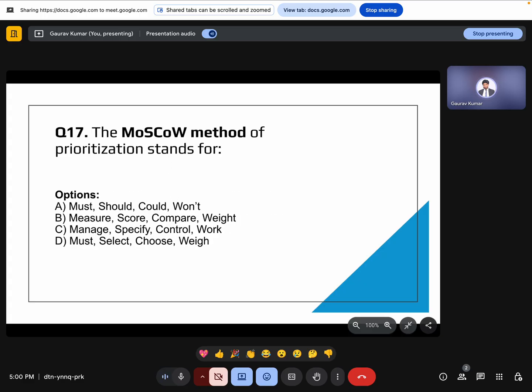Okay, moving towards the next question, question number 17. The MoSCoW method of prioritization stands for what? Must, should, could, want; measure, score, compare, weight; manage, a specific control work; or must, select, choose, weight.